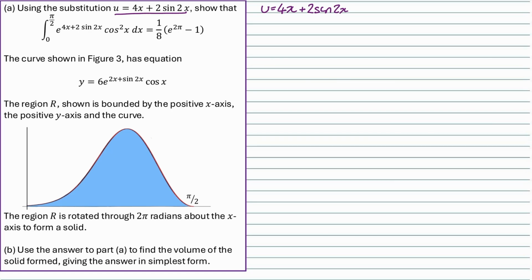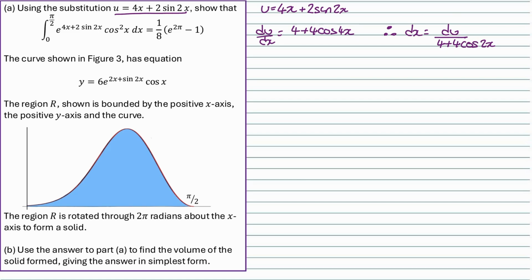So the first thing we need to do is work out dx. We find this by differentiating u with respect to x. So this will give us du by dx. When you differentiate 4x, we get 4. And then we can use the chain rule to differentiate 2 sine 2x, and this will give us 4 cos 2x. We can make dx the subject. We'll move that over to the right-hand side and this over to the left-hand side. So dx will be du over 4 plus 4 cos 2x.